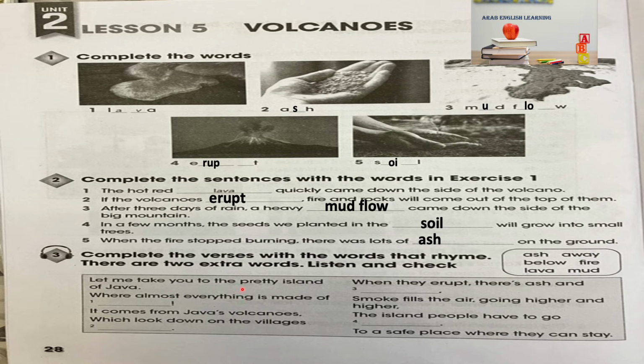Let me take you to the pretty island of Java, where almost everything is made of lava. It comes from Java's volcanoes, which look down on the villages below. When they erupt, there's ash and fire. Smoke fills the air, going higher and higher. The island people have to go away to a safe place where they can stay.